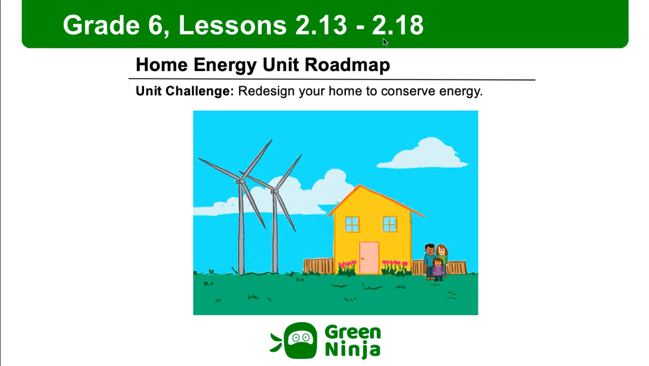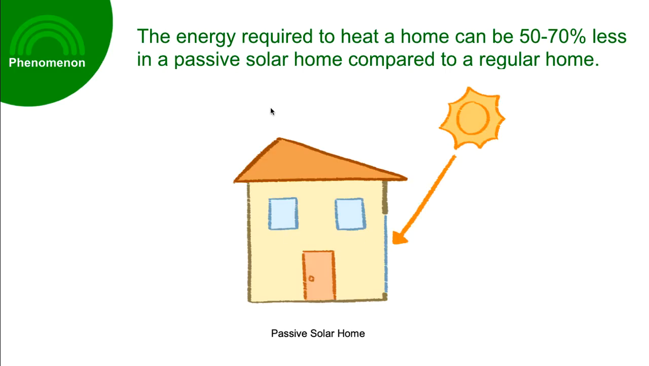In this lesson sequence, we learn how a passive solar building uses only the sun to keep warm in the winter and cool in the summer. We'll discover this phenomenon that the energy required to heat a home can actually be 50 to 70% less in a so-called passive solar home compared to a regular home.